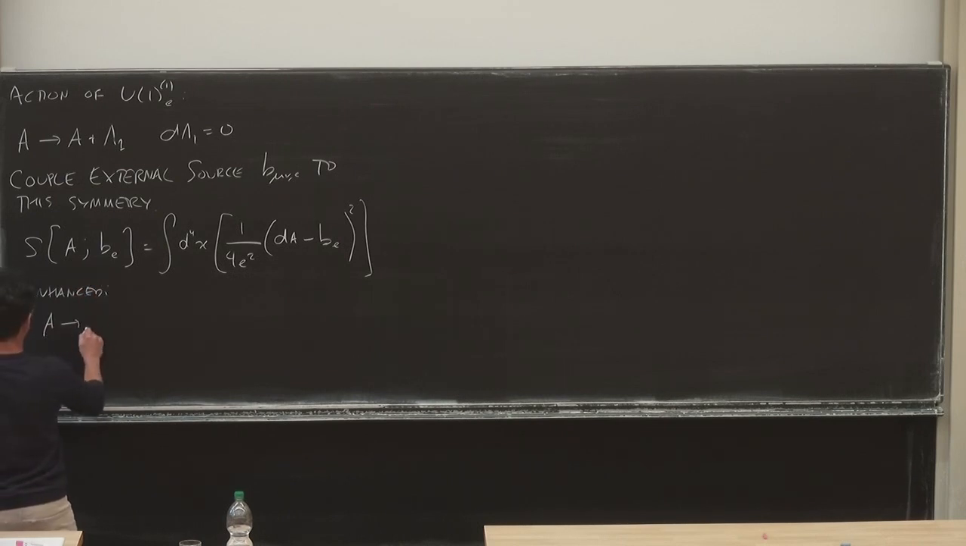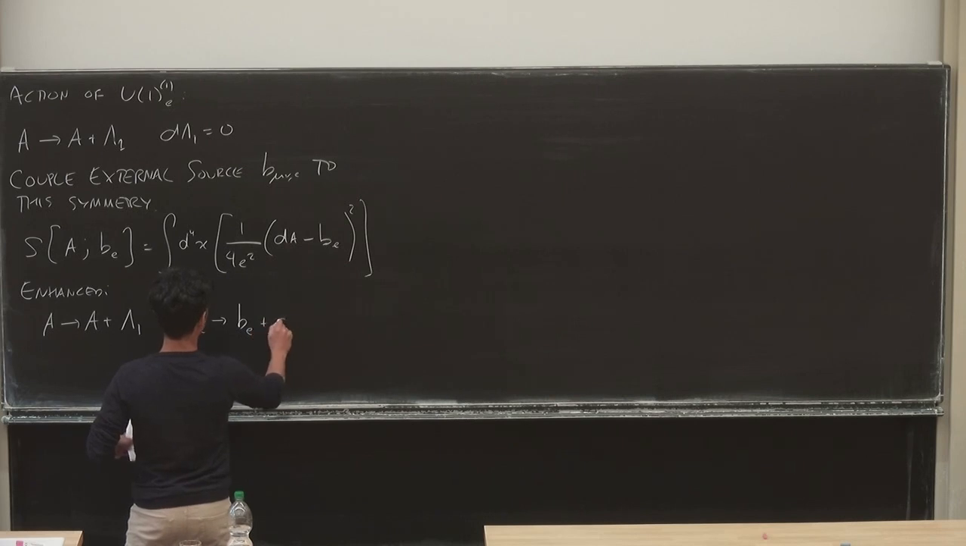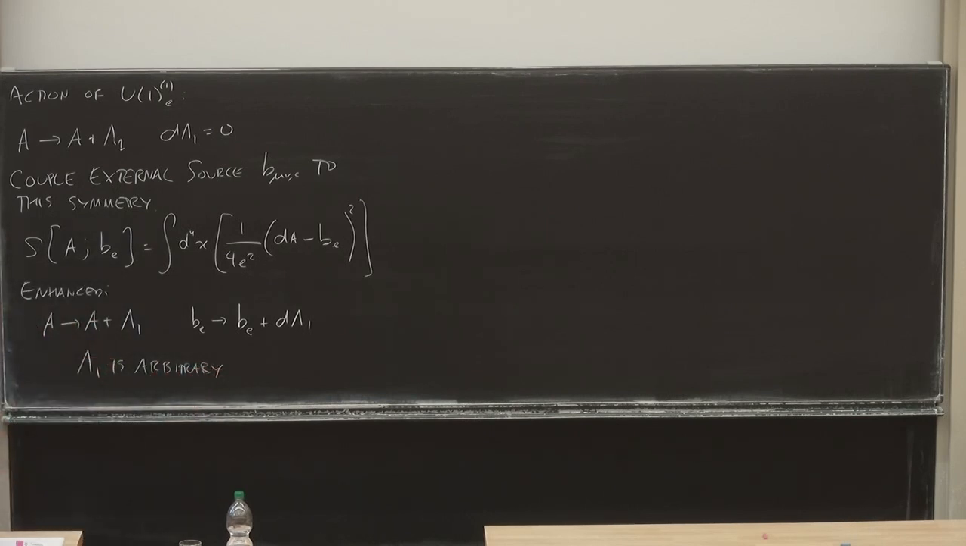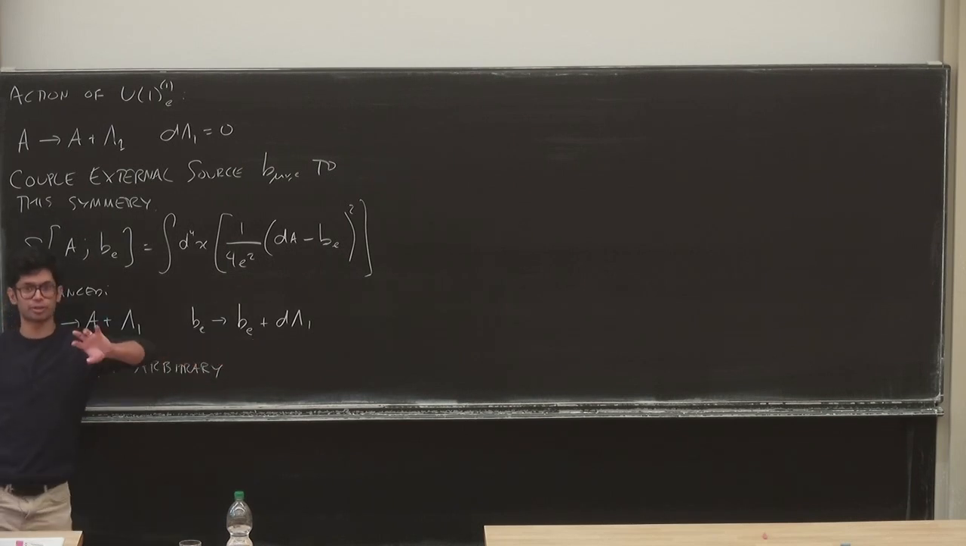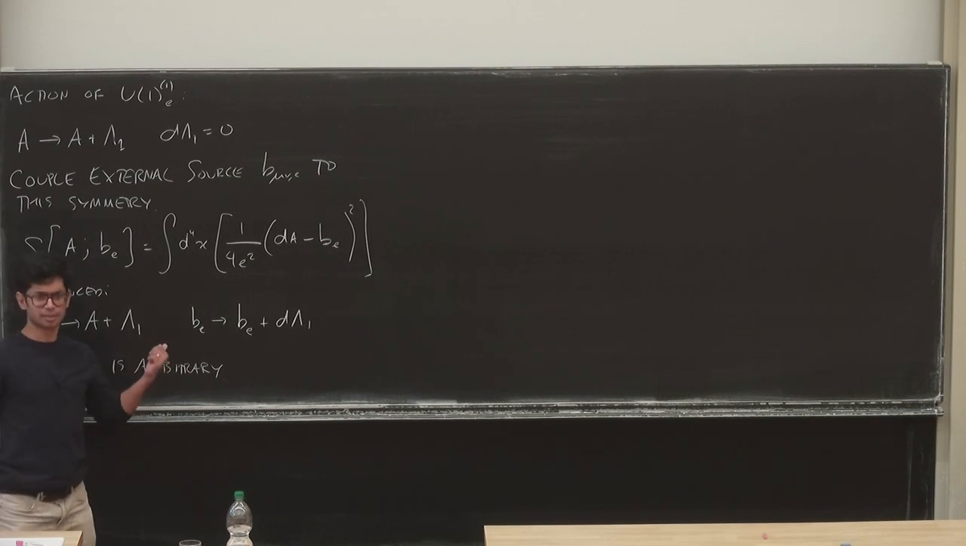You get that you can shift A by a 1 form, and you also shift B by d of that 1 form, okay? Well, now this lambda 1 is actually arbitrary. We no longer have the restriction that d lambda 1 be 0, okay? So this is clearly a special case of this, right? If you couple in the source in the right way, as long as you transform your source, you can perform the transformation on the dynamical field by an arbitrary 1 form. And in the case where B equals 0, it only works if you also have d lambda 1 equal to 0, okay? That makes sense to everybody on what we're doing here?